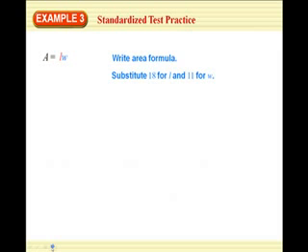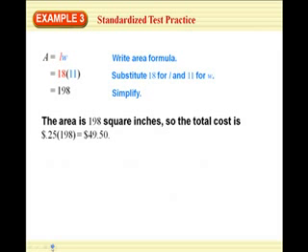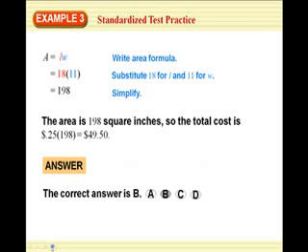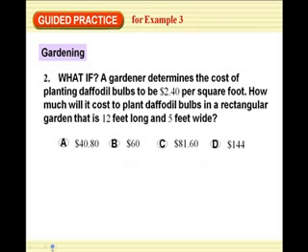So they do length times width, same thing we did. And they wrote the formula, they substituted the numbers in, multiplied, and then took that times 25 cents. So then the correct answer was B. So in our guided practice, let's talk about gardening. A gardener determines the cost of planting daffodil bulbs to be $2.40 per square foot. How much will it cost to plant daffodil bulbs in a rectangular garden that is 12 feet long and 5 feet wide?